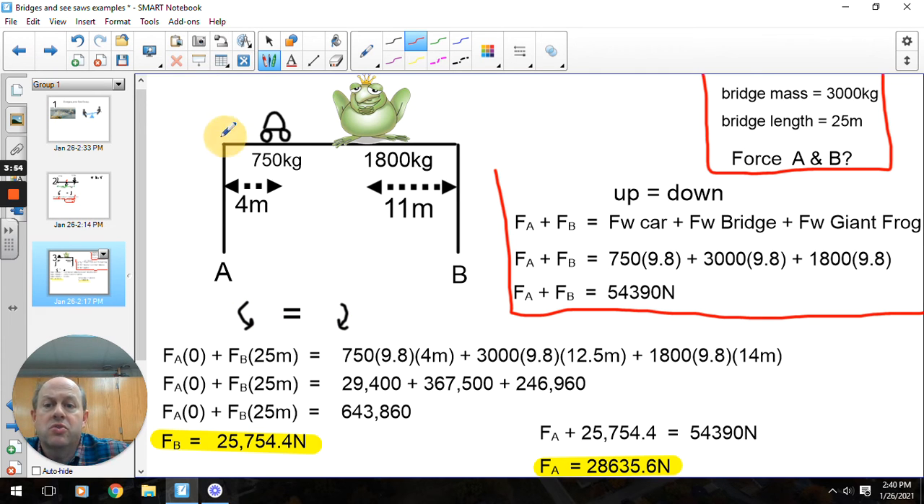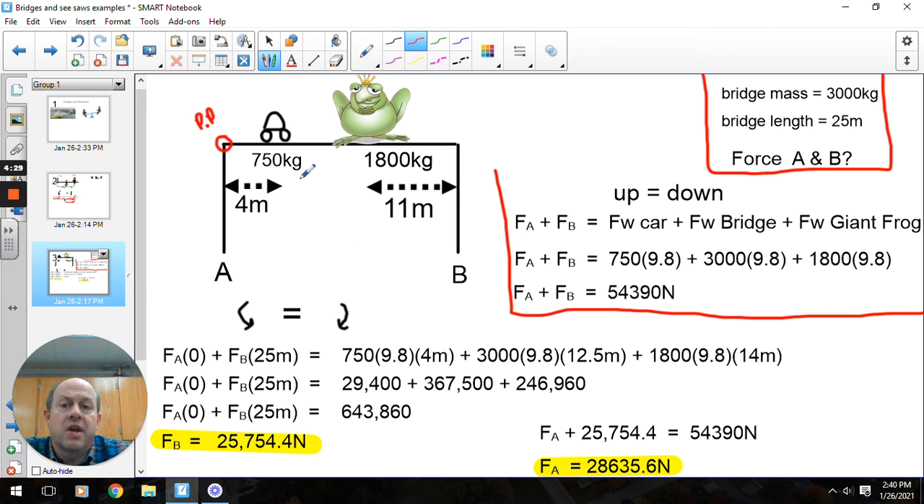I chose my pivot point as A, and I would suggest choosing the pivot point as one of your variables, because mathematically it's very helpful, as you'll see down here. So we set up our torques. We have the force of pillar A times 0, because the pivot point is at A, plus the counterclockwise torque from pillar B pushing up, and that force is times the full length of the bridge. That's where the 25 comes from.